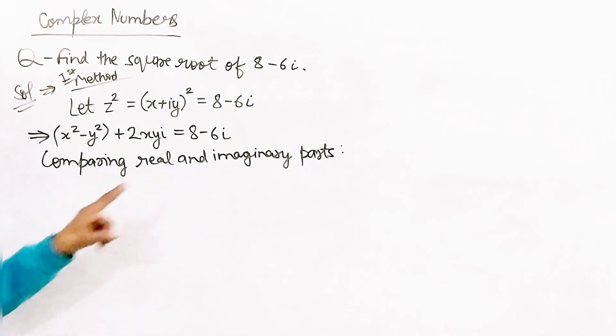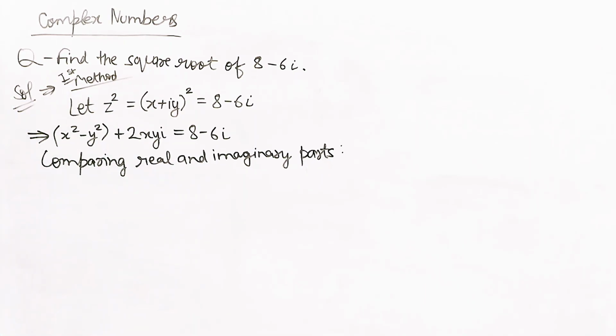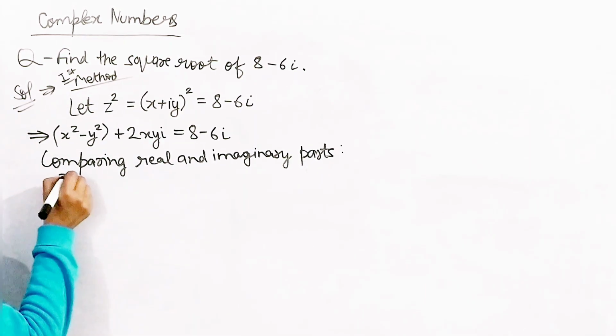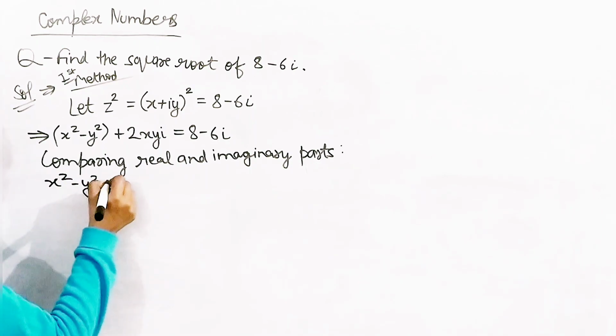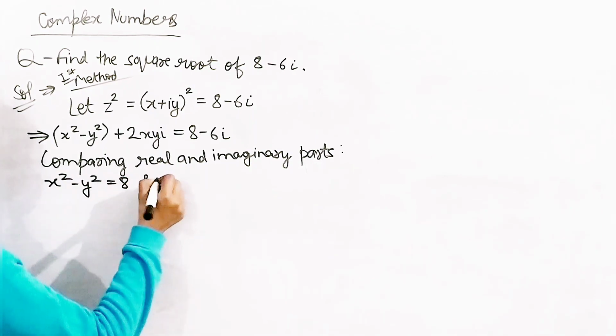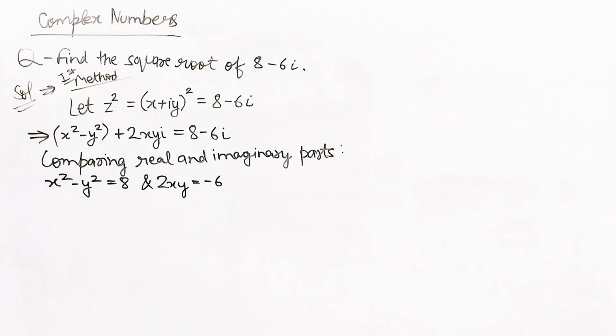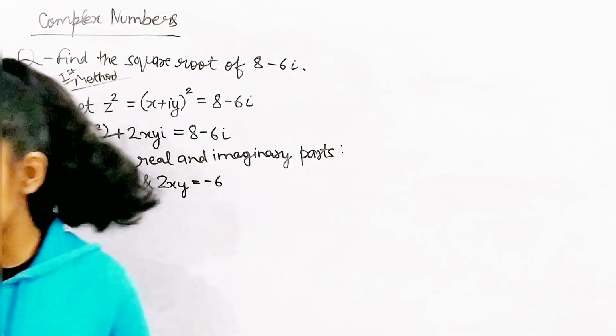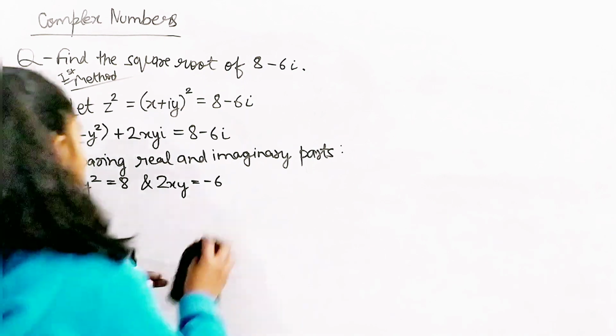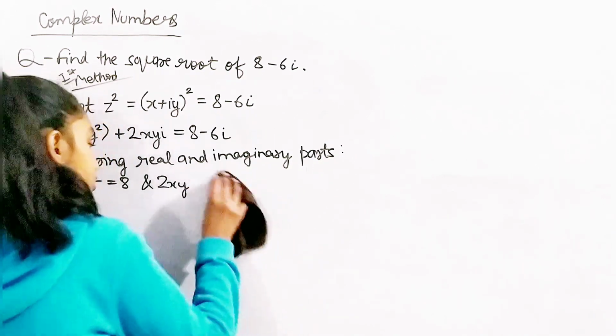Okay, so I'm comparing the real and imaginary parts. So I'm going to say that x squared minus y squared is equal to 8 and 2xy is equal to negative 6, right? Now let's talk about this modulus thing, but before that, I'm going to write this again.